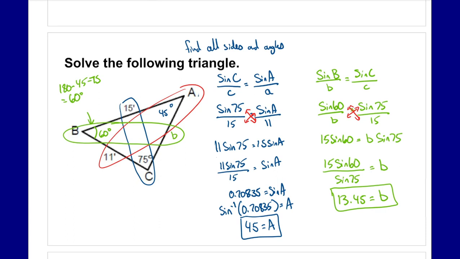So those are our two missing sides. We previously found our missing angle, missing angle, missing side. So we have solved this triangle. We've found every piece of information that we need.